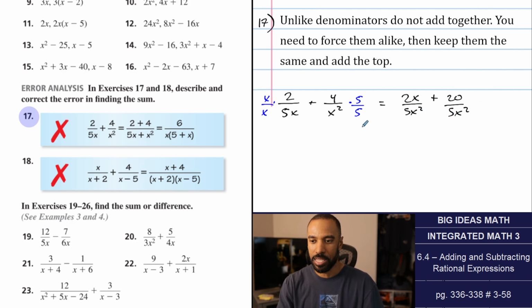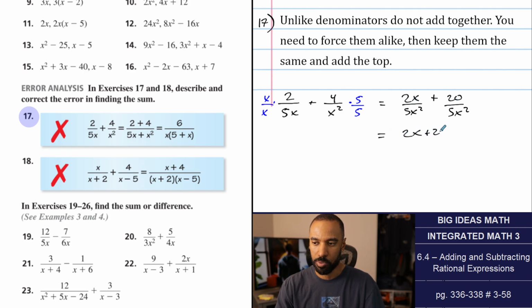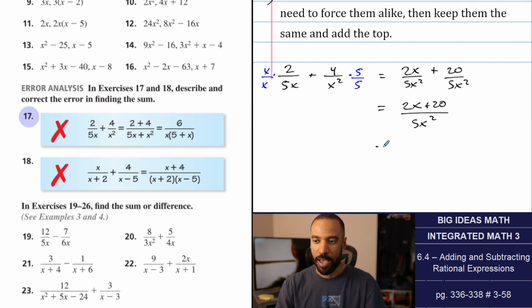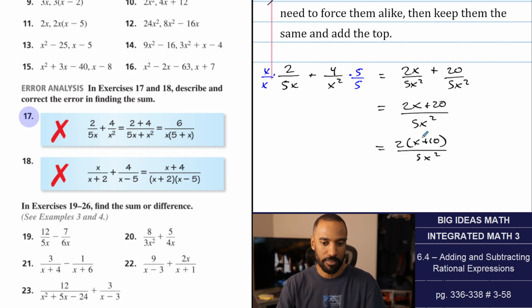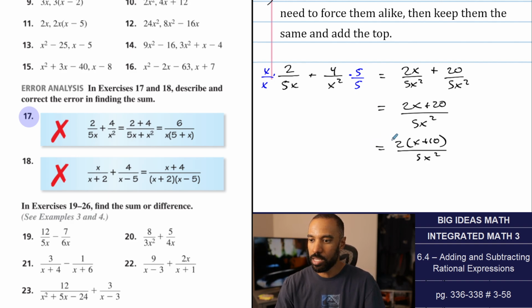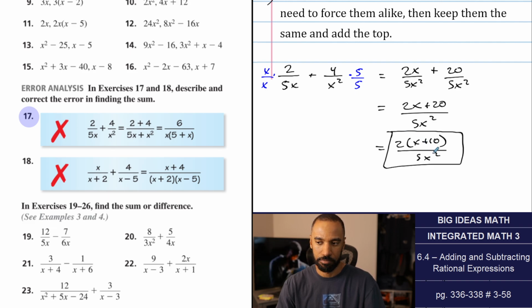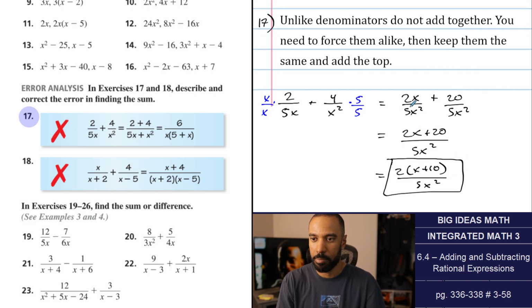Now that we have these two like this, we can write them as a single fraction: 2x plus 20 over 5x squared. Now 2 can factor out, and you get 2 times x plus 10 over 5x squared. Nothing further reduces, but we still gave it a shot, and voila. There's nothing else that we can do. But anyway, that's the final result. No restrictions, no exclusions outside of x can't equal 0, but we already know that because it's implied. Number 18.